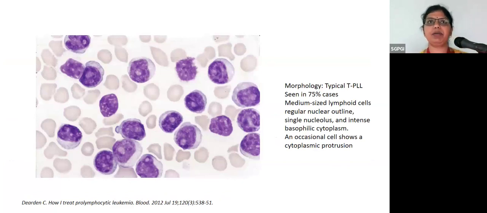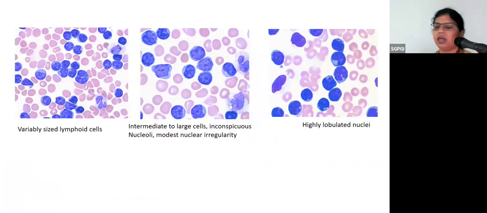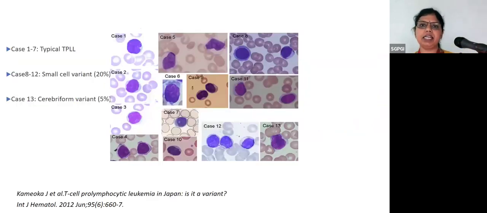we know that prolymphocytic leukemias are known for variable morphology. Typically, 75% of cases will have the classical morphological expression with medium-sized cells with prominent nucleoli, regular nuclear outline, and a basophilic cytoplasm, a few showing cytoplasmic projections. But this morphology is seen only in 75% of cases. The others will have variable-sized lymphoid cells, as in our case. Some might also have larger lymphoid cells with inconspicuous nucleoli, and some may have irregular nuclei representing the cerebriform appearance. So flow cytometry will be the one which will help you delineate the differentials.